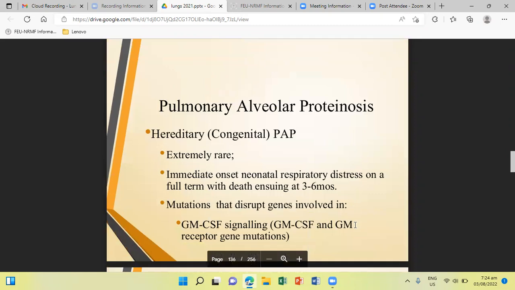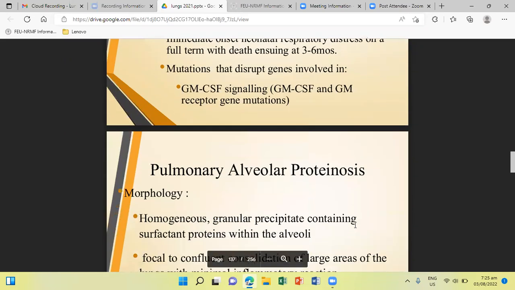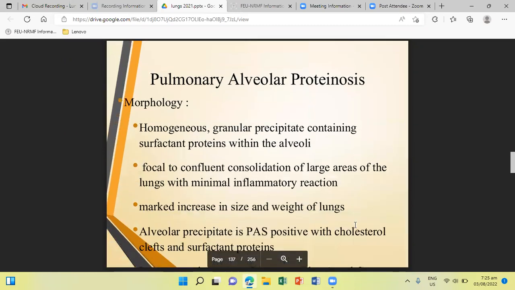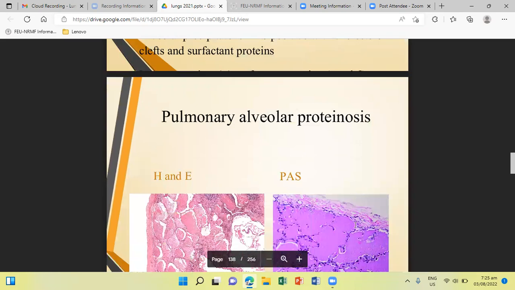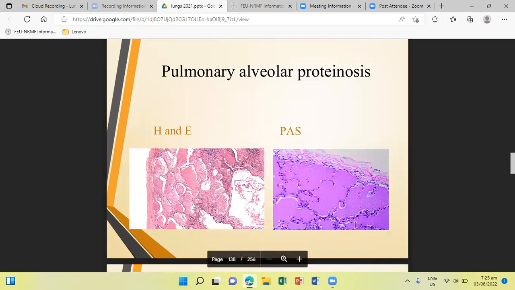With hereditary, though this is extremely rare, it often occurs in neonates and it is caused by mutations that disrupt genes involving the GM-CSF signaling pathway. Particularly, we're talking of GM-CSF and GM-CSF receptor gene mutation. So this is an example of a description of the morphology that I am trying to explain, but I think I would like to show you the image and explain again at the same time.